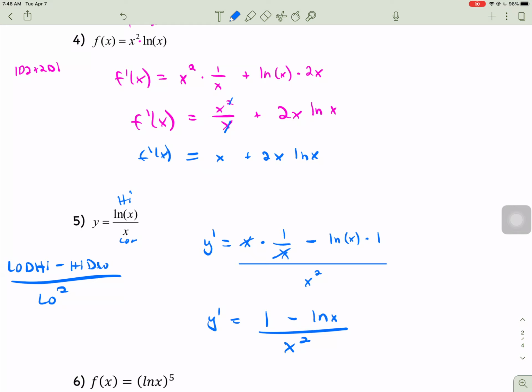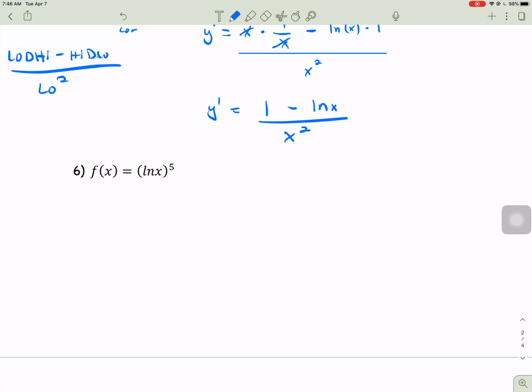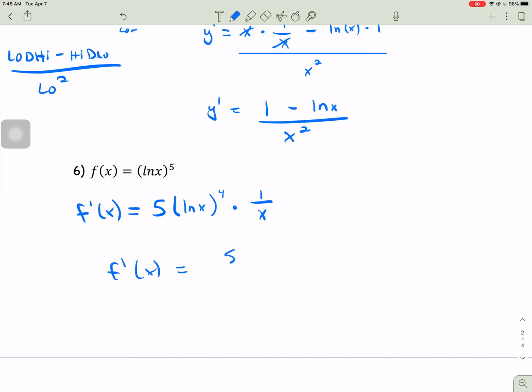Good? All right, next up. Now, notice here we have an inside and outside. This is a chain rule problem. Let's see. f prime of x, 5 ln x to the 4th times, what's the derivative of the inside? Well, that's just 1 over x. So final answer, 5 ln x to the 4th over x.